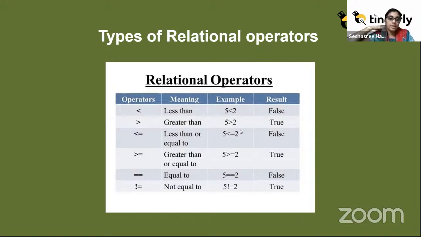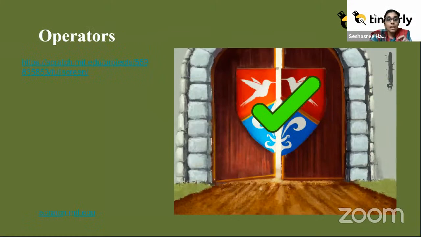The next operator is the equal to operator, which compares one value to the other. 5 is equal to 2 is false. And the last one is not equal. Obviously, that is true. In the question itself it says not equal, and the answer says not equal, and it is true. This is the relational operator. For any relational operator, we require 2 numbers to relate both of them. Okay, let us see how these operators work in Scratch.